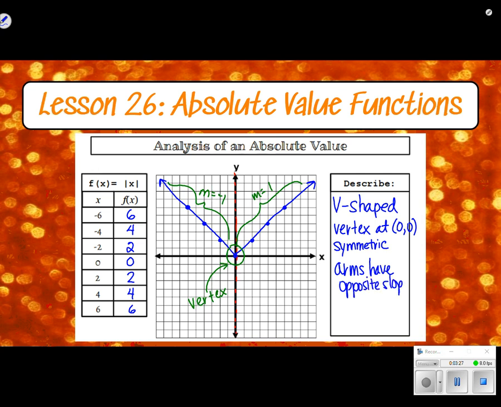And this will be true for every single absolute value function. The arms will have opposite slopes. So if you know the right arm is 2, you know the left arm is -2. If you know the right arm is 1/4, you know the left arm is -1/4. If you know the slope of one arm, you actually know the slope of both, because you just change it to its opposite. So that is our parent absolute value function.